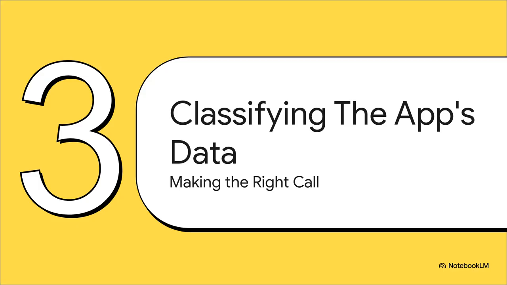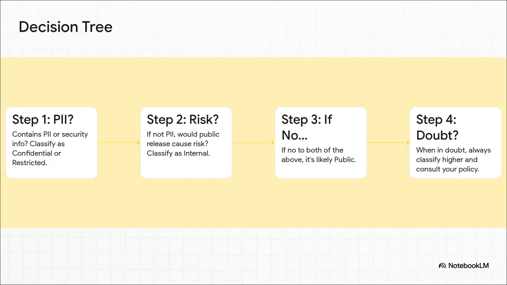Okay, so we have our 4 levels: public, internal, confidential, and restricted. But how do you actually decide which bucket to put a new piece of data in? Well, the good news is you don't have to guess. There's a logical process you can follow every single time. You just walk through this decision tree.